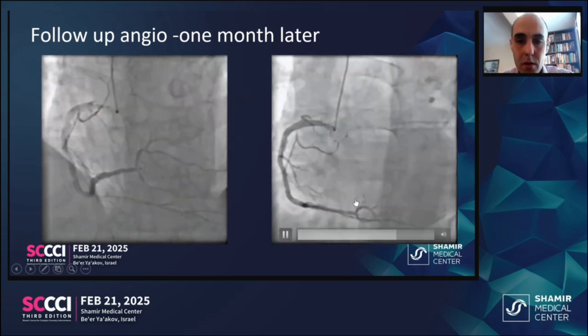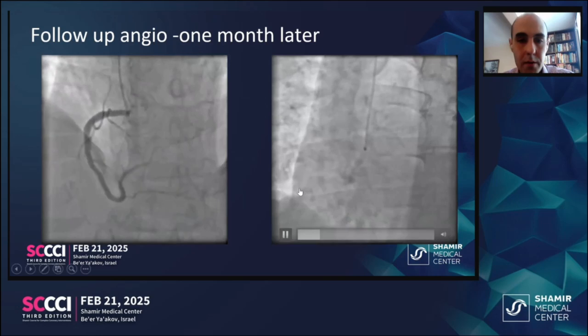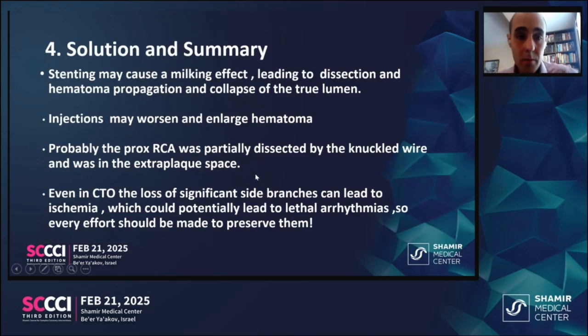This is the final result that we had acquired. As a take-home message, I would like to say that stenting dissections can cause a milking effect, leading to huge propagation of the dissections and hematoma proximally or distally. In our case, it was proximally. Every injection only worsens and enlarges the hematoma. Probably the proximal RCA was partially dissected by the knuckled wire, which was in the extraplaque space.